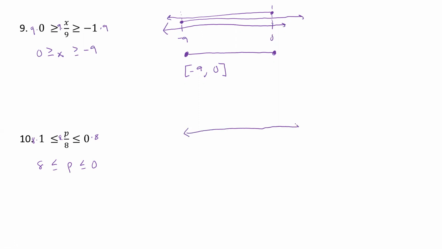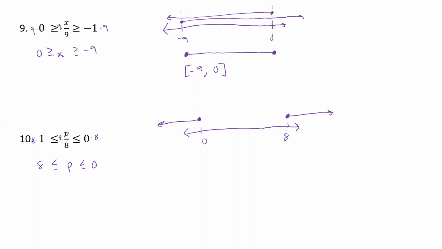So what does it look like over here? Well, here we have, let's see, that's 0 there. Let's say that's 8 there. So it says p is greater than or equal to 8. Well, greater than or equal to 8. So that's going to be going that direction. Now this one says p is less than or equal to 0. Well, p less than or equal to 0 there.